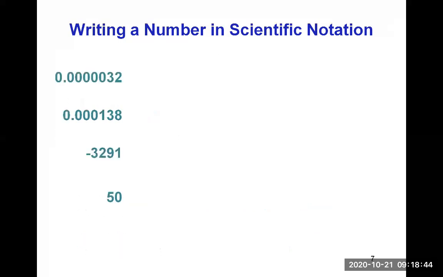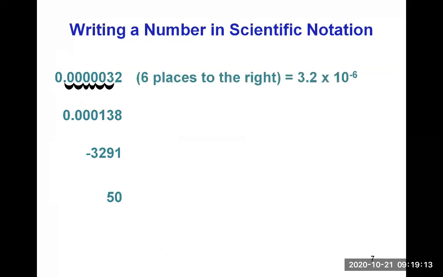So let's look at other examples of writing a number in scientific notation. We have 0.0000032. So to make it a number between 1 and 10, we will move the decimal point to the right, and we will move it 1, 2, 3, 4, 5, 6 times to the right until we reach a number between 1 and 10, and that's going to be 3.2. So 6 places to the right until we reach 3.2, and we multiply that by 10 to the negative 6. So here, 6 comes from the fact that we moved 6 places to the right. And it's negative because we started with a small number.